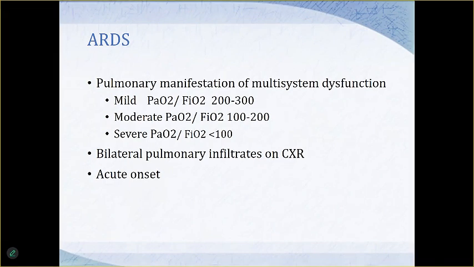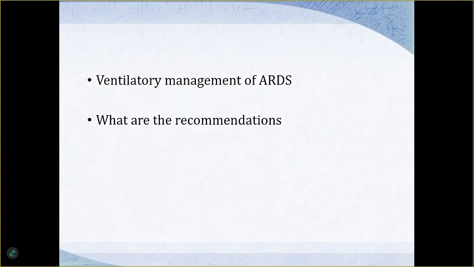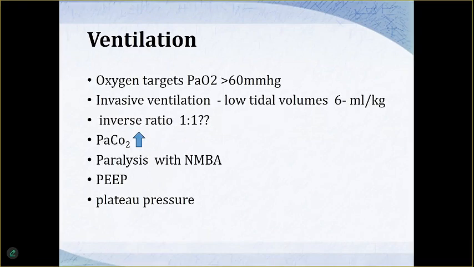So our patient has severe ARDS with a PF ratio less than 100, with bilateral pulmonary infiltrates and acute onset. So what are the recommendations in managing this patient on ventilation? Part of this patient's lung is gone.